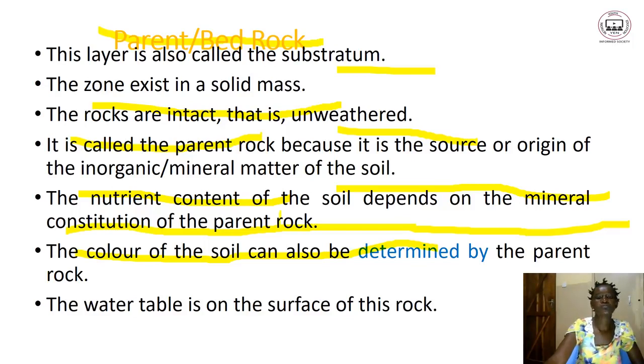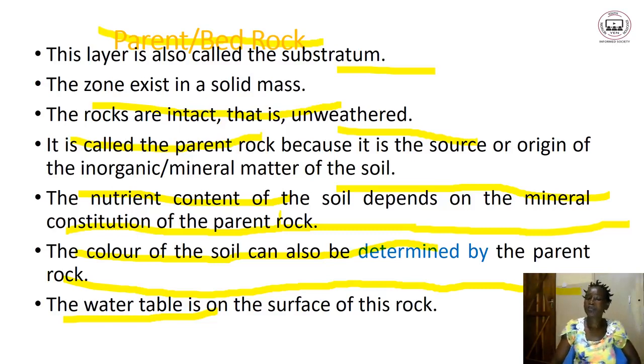For example, if the bedrock was rich in iron, definitely the soil which will be formed from that rock will also be rich in iron. Apart from that, even the color of the soil can also be determined by the parent rock. Just imagine a black rock forming a white soil. That would be impossible. Most of the times, if the parent rock is black or whitish in color, it will form the same color of soil. So we're saying that the color of the soil can also be determined by the parent rock.